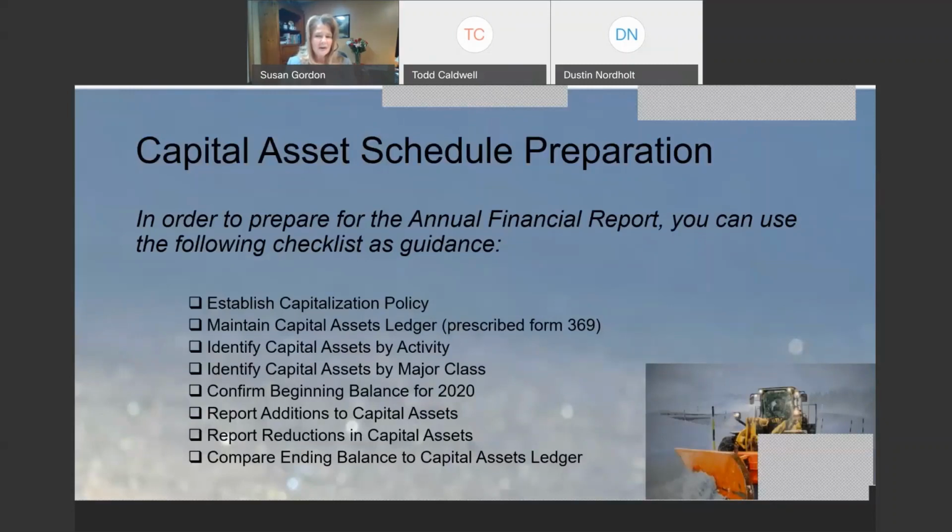This is just for your convenience. In order to prepare for the annual financial report, you can use the following checklist as guidance. These are just the things that you're going to need and have documented, and you can use those for audit as well. So you need to make sure you have your capitalization policy so you know what goes on your schedule. You have to maintain your capital asset ledger because that should correspond directly to your schedule. And confirm and identify additions and reductions and your activities in major classes so that you have all of that information available when you prepare the AFR. It just makes it go a little easier.